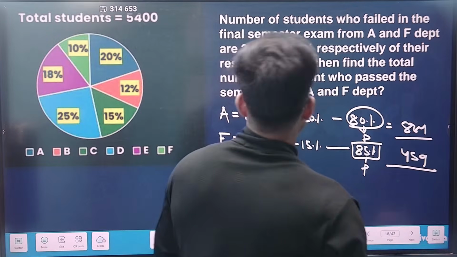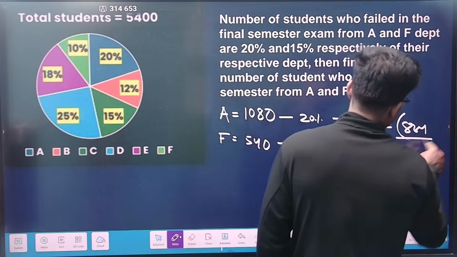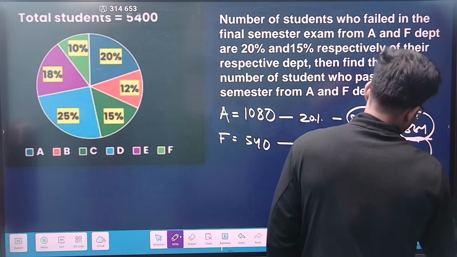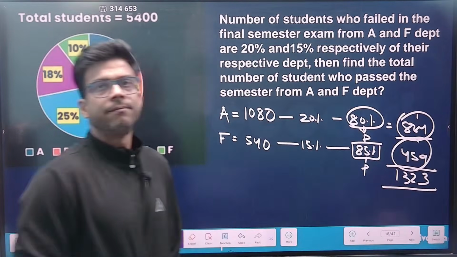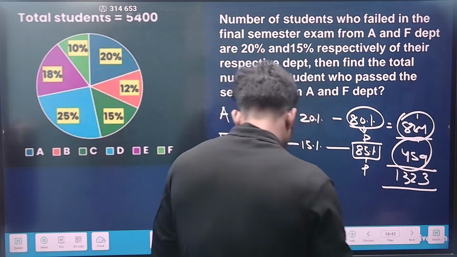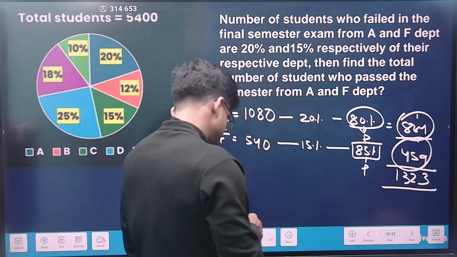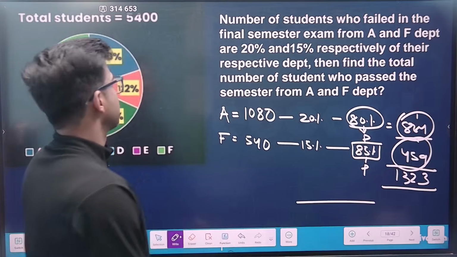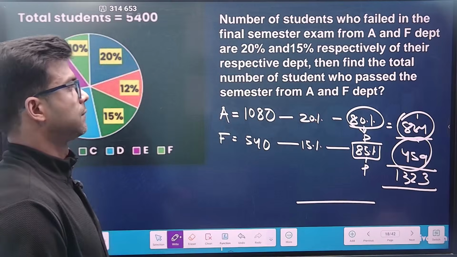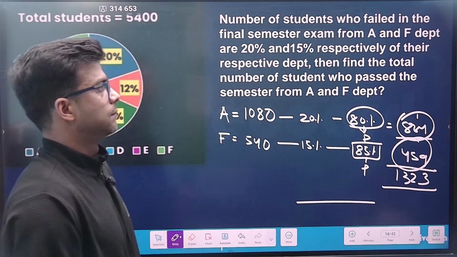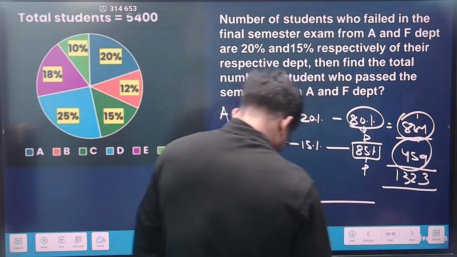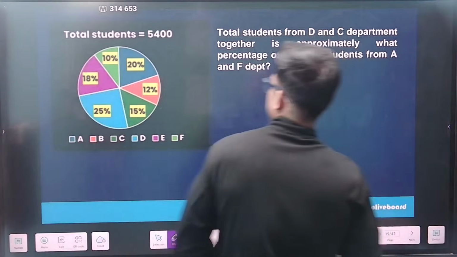Find the total number of students who passed the semester from A and F. So these are the passing students, no? 864 plus 459, which is 1323. Clear? 1323. I think this makes sense. So you can see how we have solved this. This makes sense to everyone. Yep. Try this one.